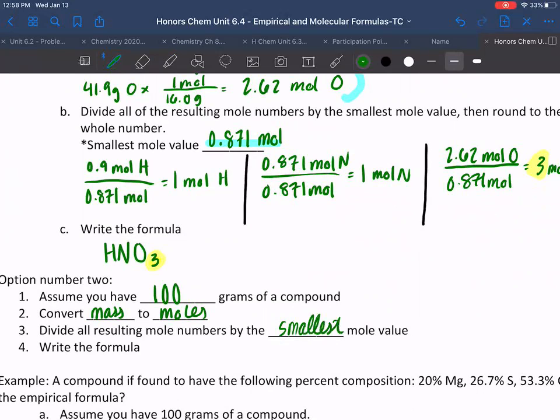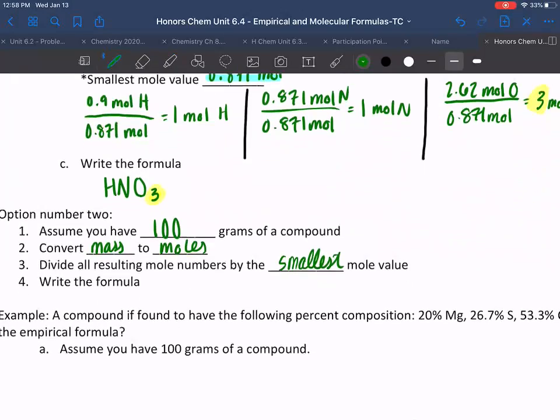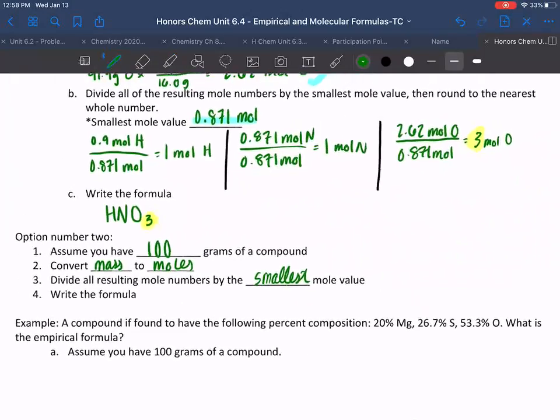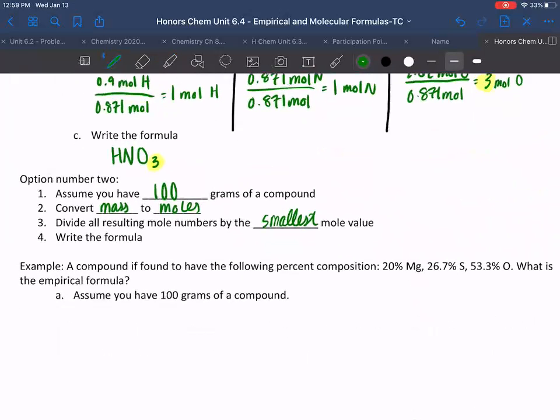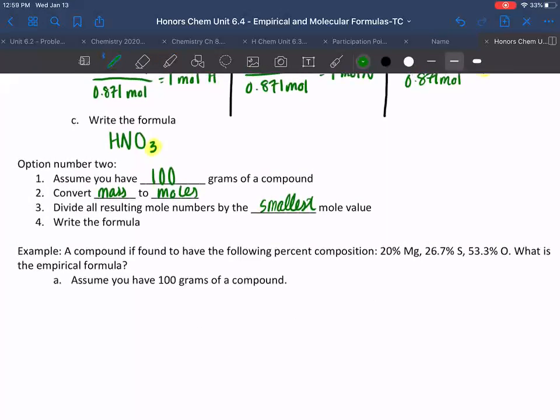So pretty much the only extra step here is you just have to come up with the masses to begin with. In this example, the percent composition is 20% magnesium, 26.7% sulfur, and 53.3% oxygen. What is the empirical formula? Step 1, assume you have 100 grams of a compound. Then you're just taking what is 20% of 100 grams, 20 grams.